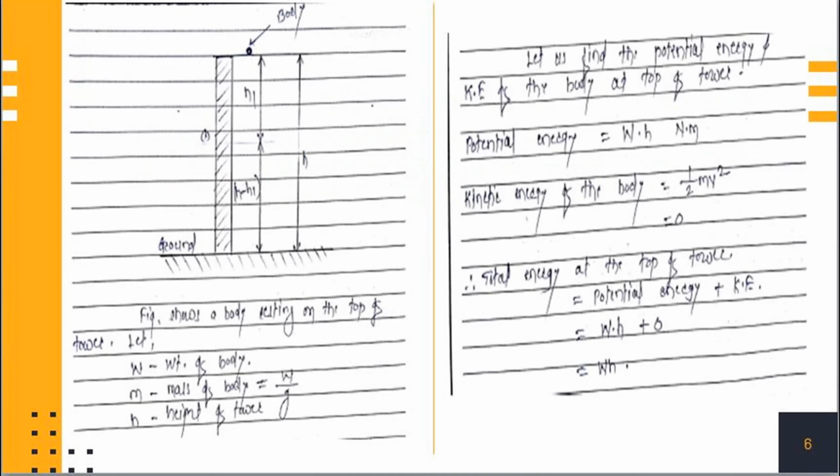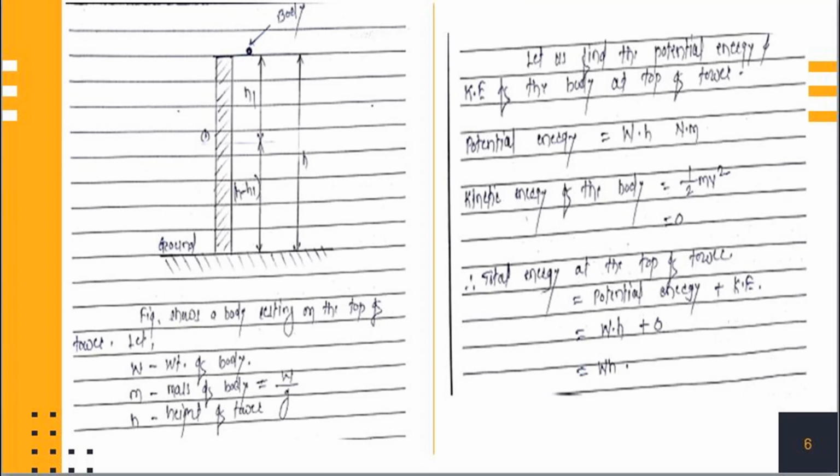Suppose a body of mass m is resting on top of a tower of height h. The figure shows the body resting on top of the tower. Let W be the weight of the body and m be the mass of the body. We know that W is equal to mg, therefore m is equal to W upon g, and the height is h.